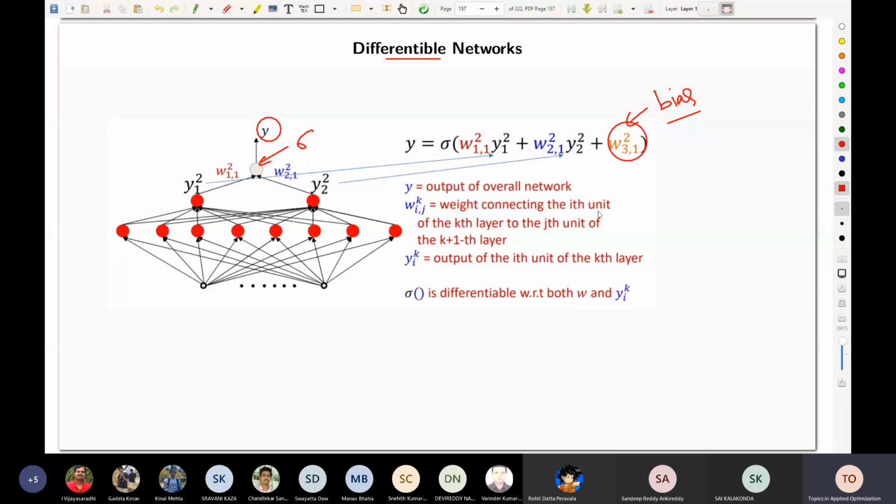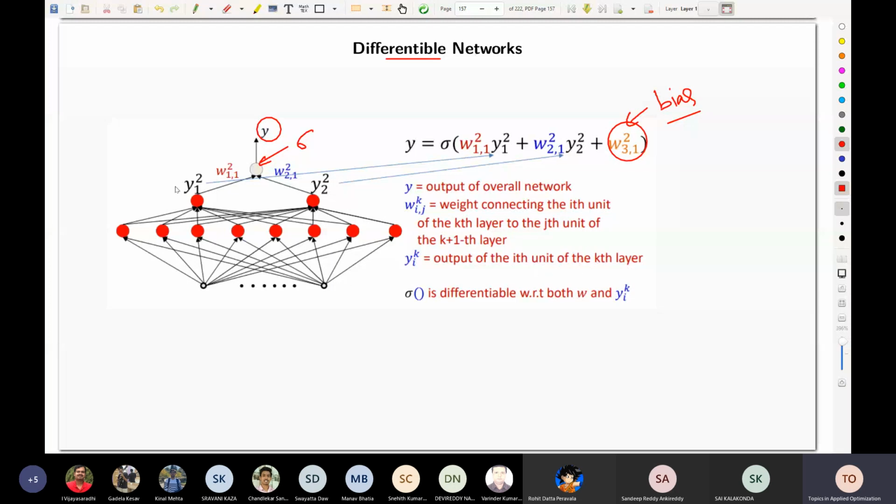w_ji^k is the weight connecting the ith unit of the kth layer to the jth unit of the (k+1)th layer. Okay, so this is a mouthful, but you get the idea of what it means. So it's 1 to 1. And this is the second neuron connecting to the first neuron of the next layer. So these are just the notations.